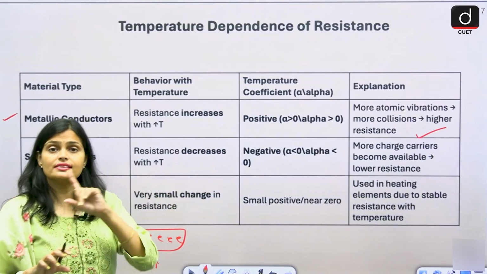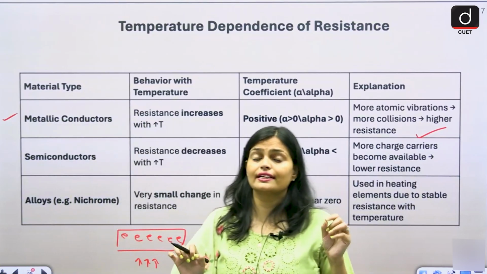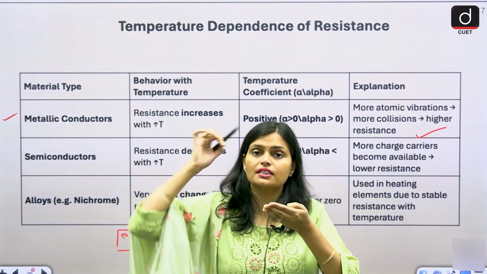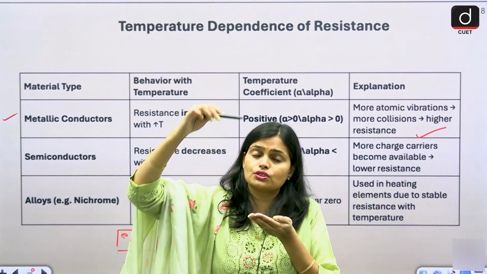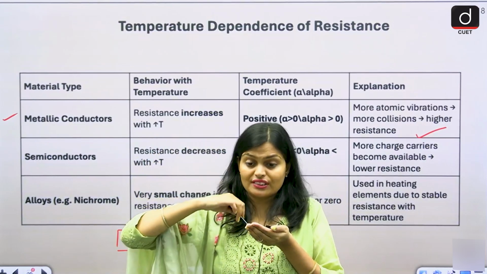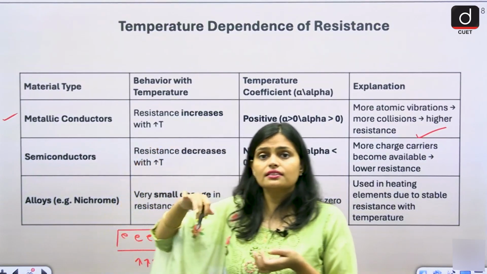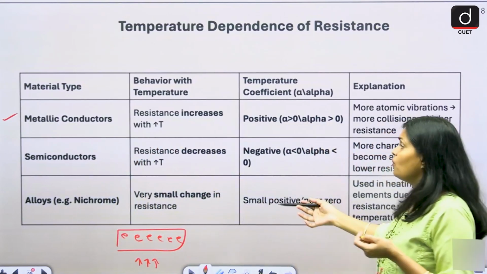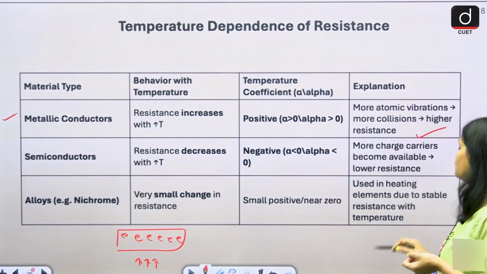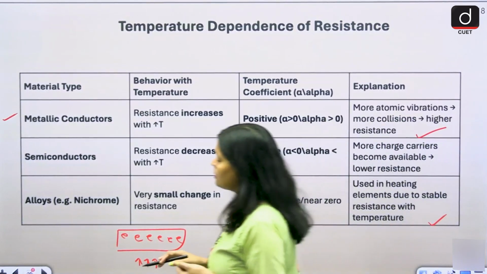Why? Because in a semiconductor, the current flow is due to the electrons and the holes, right? On increasing the temperature, the electron from the valence band reaches the conduction band and creates a hole. So when you increase the temperature, only then this phenomenon takes place. So there the resistance decreases, whereas in alloys very small change occurs, due to which they are used in heating elements. That's why. So these are the temperature dependencies.